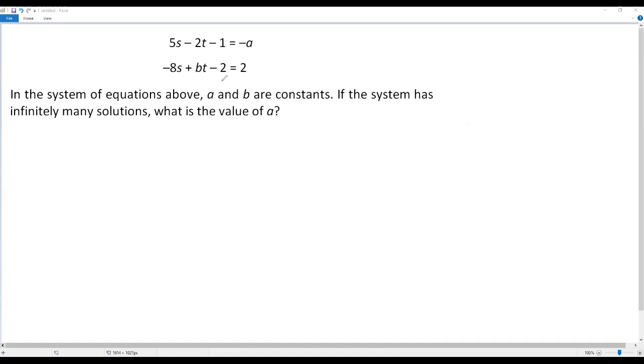Here we consider s and t as variables. So in each equation we can keep the terms which contain s and t on the left side and the constant should be on the right side. The same thing we have to do with the second equation as well.